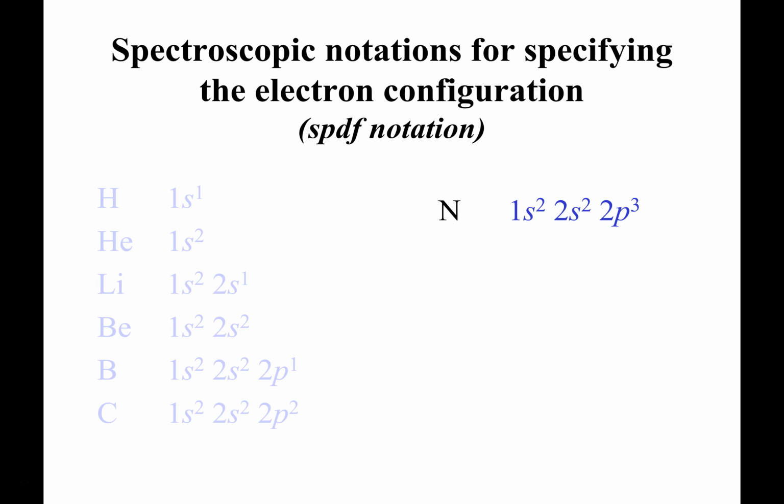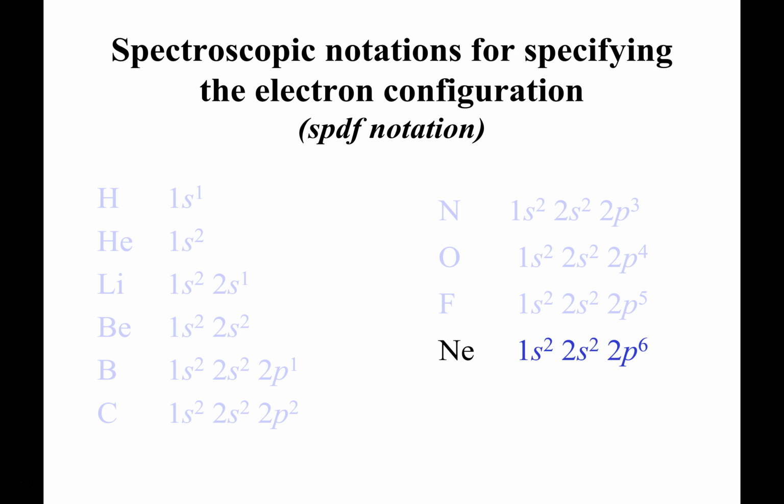All right, nitrogen, 1s2, 2s2, 2p3. Oxygen, 1s2, 2s2, 2p4. Fluorine, 1s2, 2s2, 2p5. Again, you kind of know where you are. You add up superscripts, so I'm at 9. And then at the end of that period, we have neon, which is our rare gas, 1s2, 2s2, 2p6. So you need to be able to say how electrons are configured using both of those.